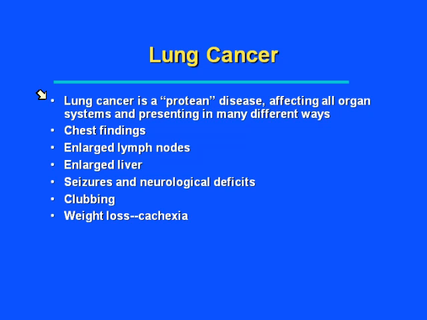So the lung cancer patient may have very important chest findings. They may have enlarged lymph nodes. They may have an enlarged liver. They could present as a first sign of lung cancer with seizures or neurologic deficits due to brain metastases. Clubbing is not always seen, but is a common finding in lung cancer, and then many patients will actually have already started to experience weight loss.